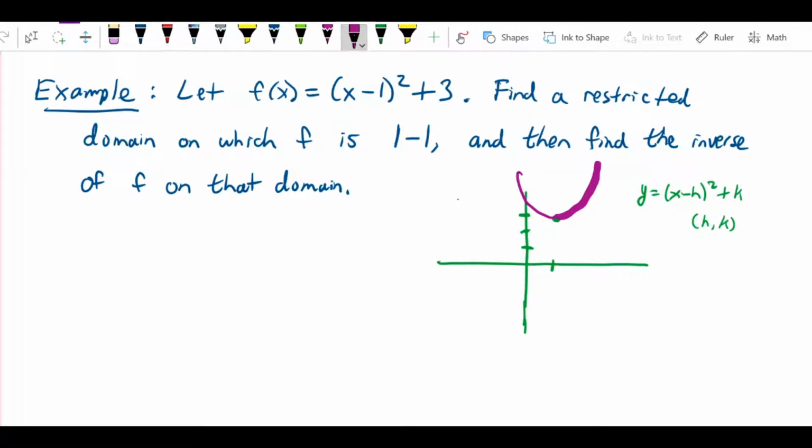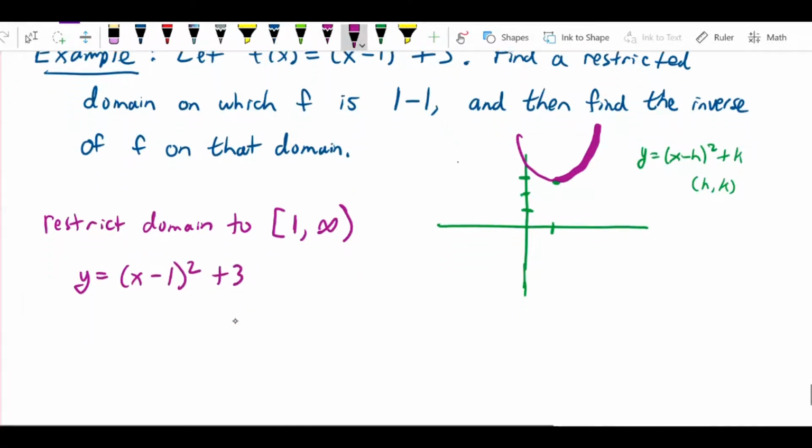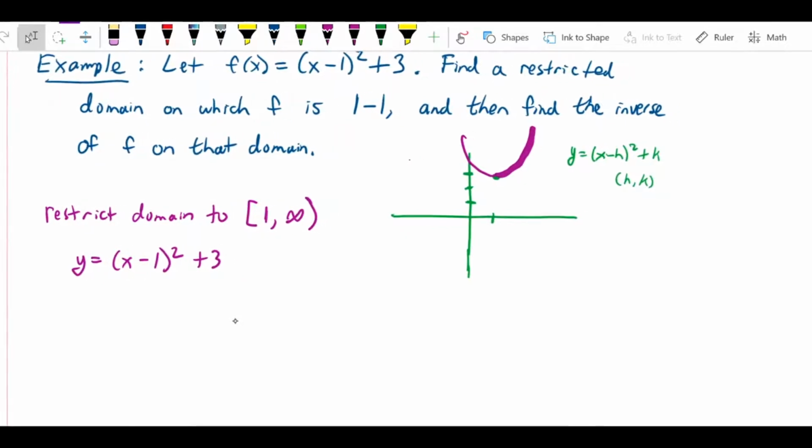So let's restrict the domain. Make that a little smaller. We're going to restrict the domain to the interval [1, ∞), because we can go as far to the right as we want and still have this be a one-to-one function. It's just that we have to stop moving to the left once we get to that vertex. Okay, so now all we have to do is solve for x in terms of y, and then switch y and x. So let's write out y = (x − 1)² + 3, and now I'm just going to zip through a little algebra.